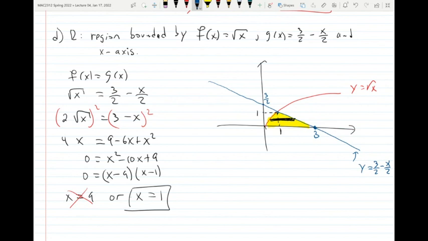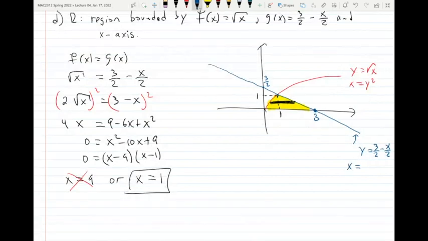Okay? Here it is. If y is equal to square root of x, how else can we describe this curve? That means x equals y squared, right? And then here, we have y equals 3/2 minus x/2. Just solve for x to write it in terms of y. Okay? So this would be x equals, multiply by 2, so it will be 2y, so 3 minus 2y, right? Move the x over here and then the y. So 3 minus 2y.